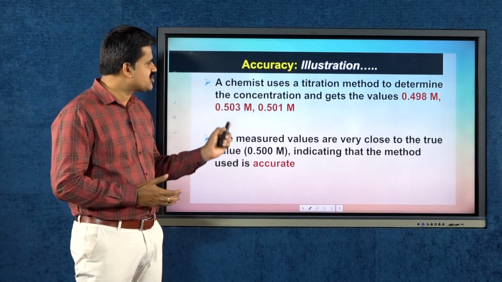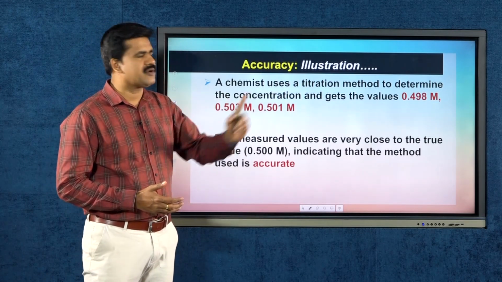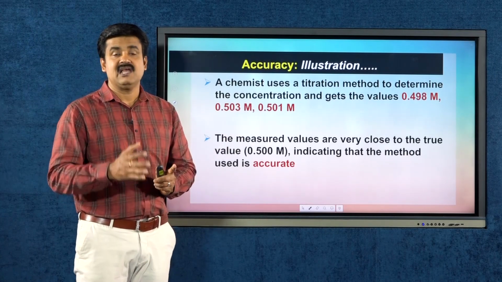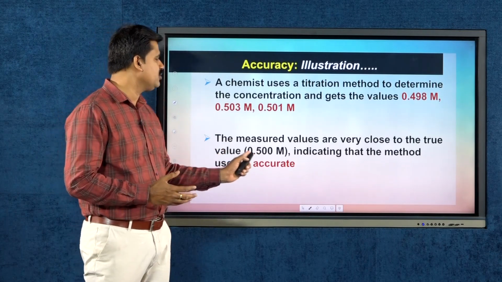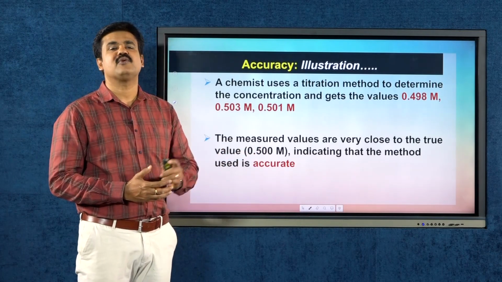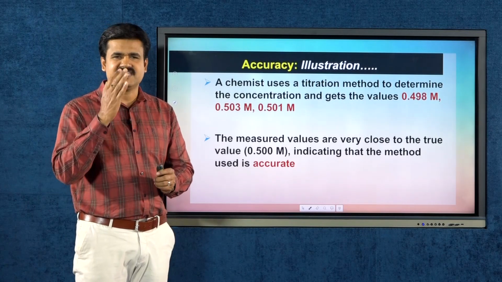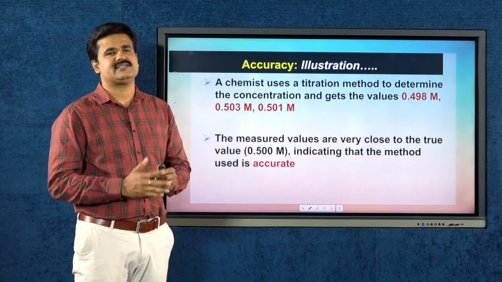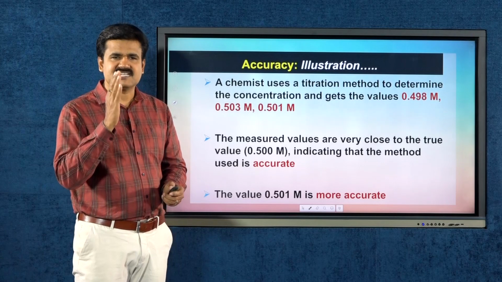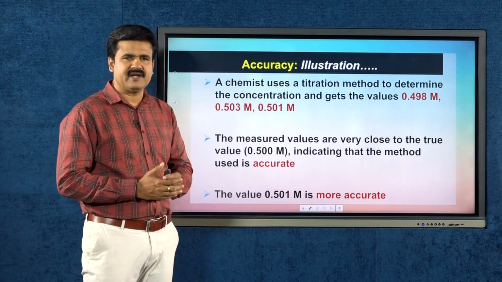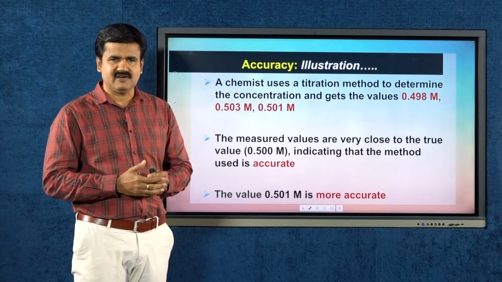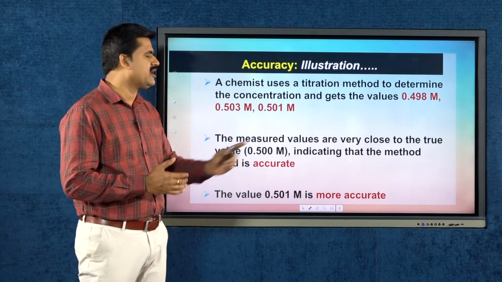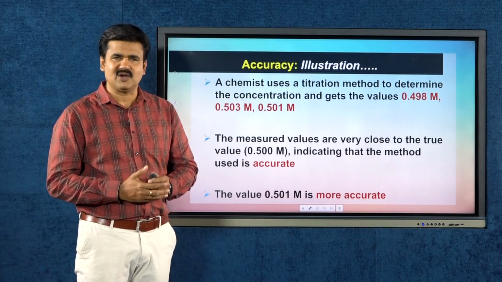The measured values, that is 0.498 molar, 0.503 molar and 0.501 molar, are very close to the true value, which is previously mentioned as 0.500 molar. And we can say that the method the chemist adopted is accurate. Moreover, we can consider the value 0.501 molar as the most accurate value because 0.501 is very close to the true value, that is 0.500 molar.